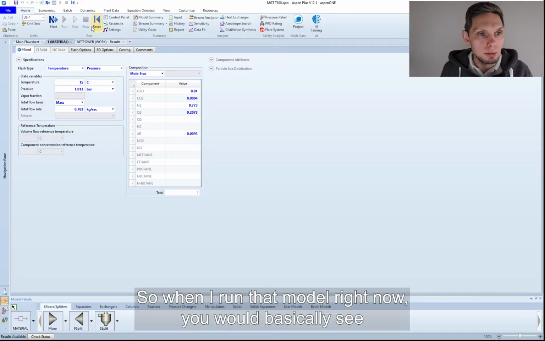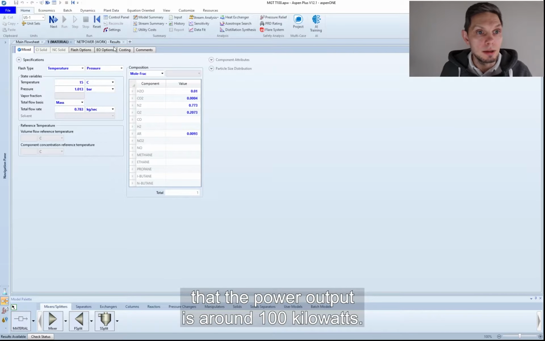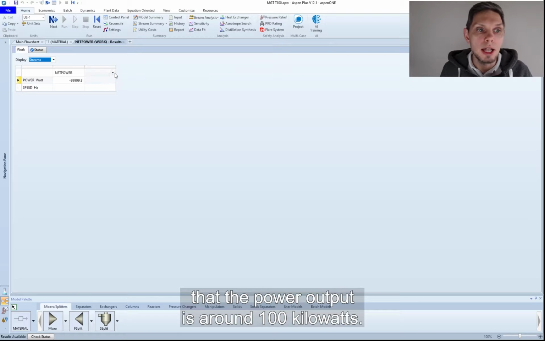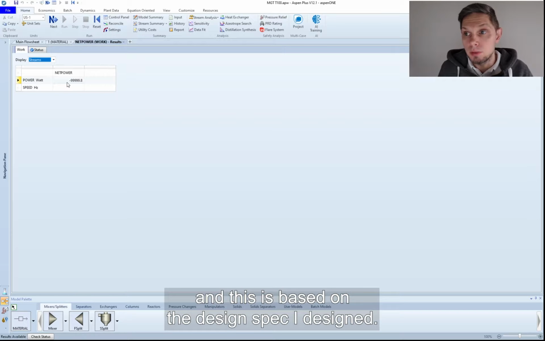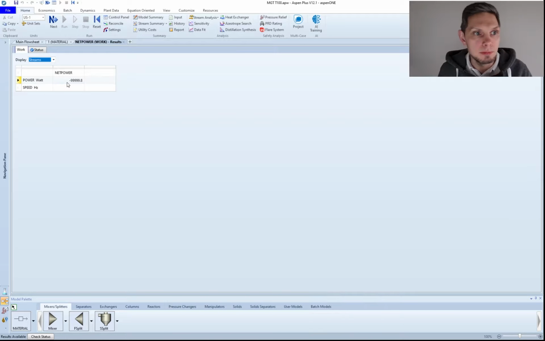So when I run that model right now, you would see that the power output is around 100 kilowatts. This is something I expect, right? So it's around 100 kilowatts, and this is based on the design spec I designed.